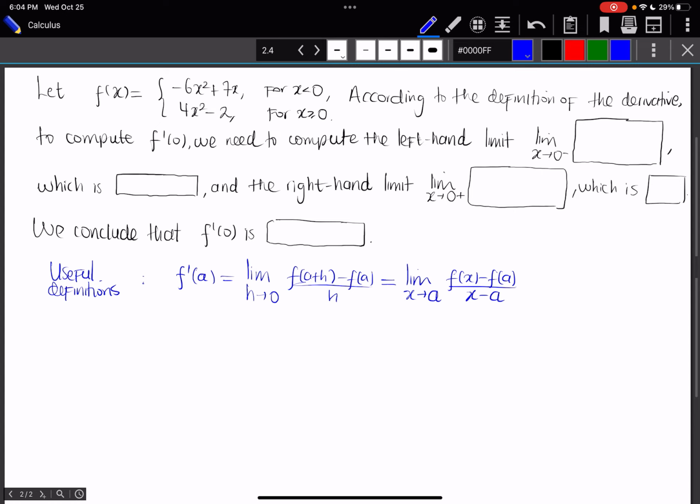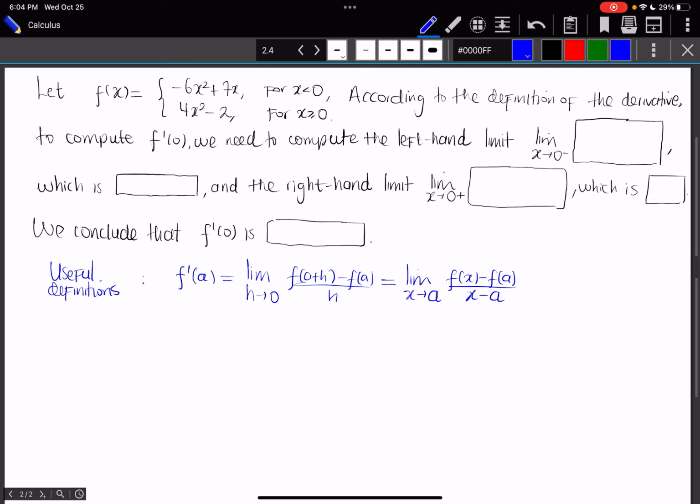We're given the piecewise function f of x equals minus 6x squared plus 7x for x negative, and 4x squared minus 2 for x greater than or equal to 0. And we need to do various things with this function. We need to fill out various boxes right here and conclude that f prime of 0 is a certain thing. So let's see how we work with this problem.